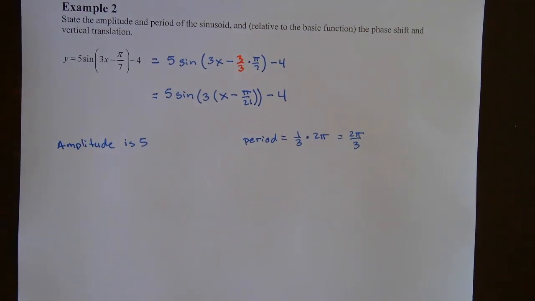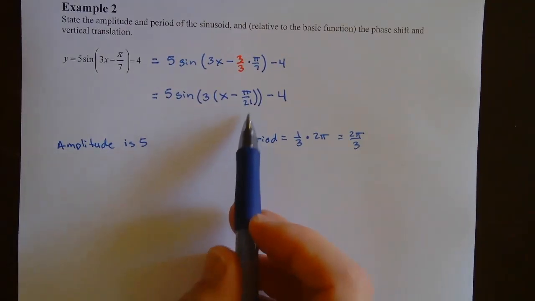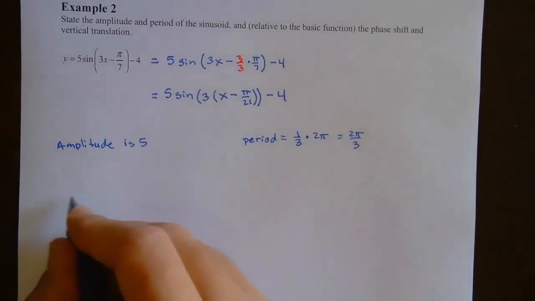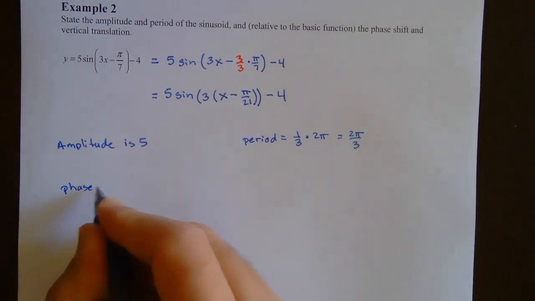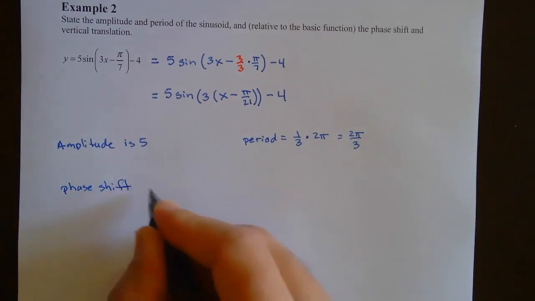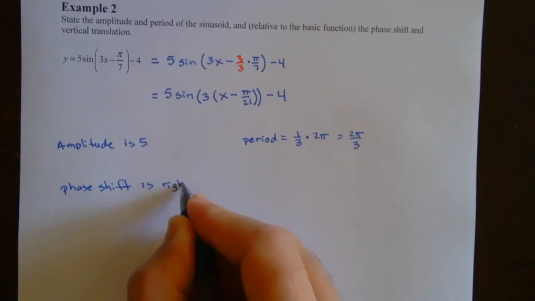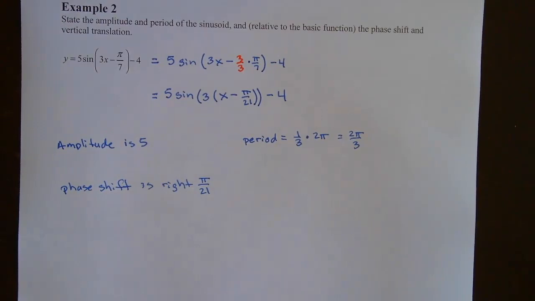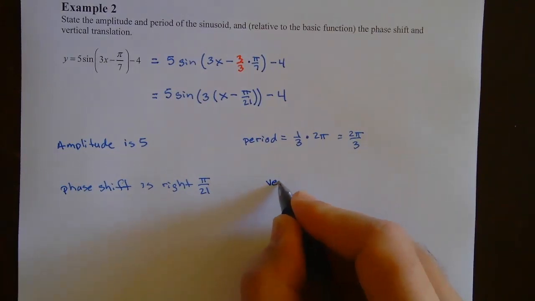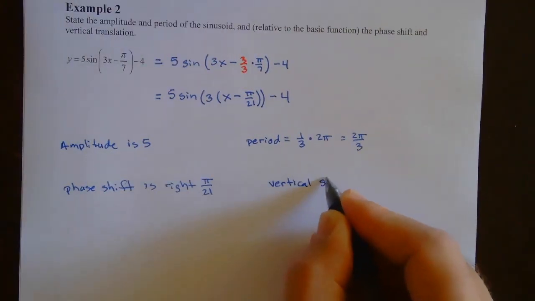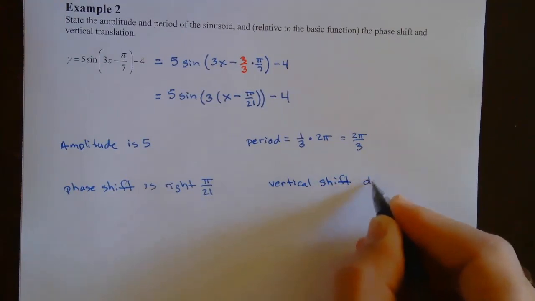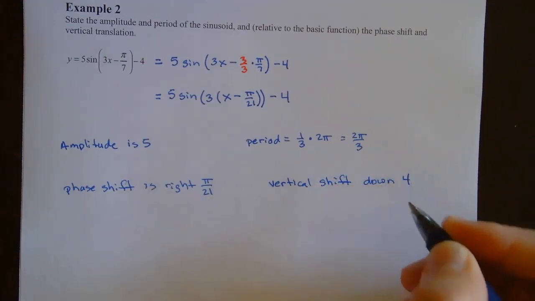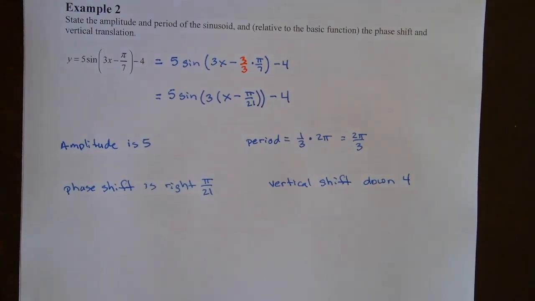And then we did the amplitude, we did the period, the phase shift. So this got shifted to the right, pi over 21. So the phase shift is right, pi over 21. And then the vertical translation is down 4. So vertical, I'll just say vertical shift, and it would be down 4. And these are the 4 things I asked you to find.